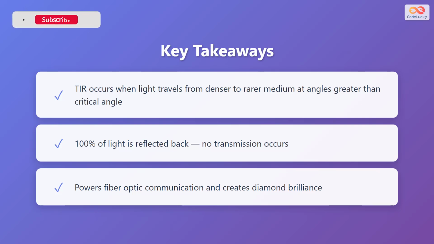Let's summarize what we've learned. Total internal reflection occurs when light travels from a denser to a rarer medium at angles greater than the critical angle. In this phenomenon, 100% of light is reflected back with no transmission to the other side. This principle powers fiber optic communication systems that connect the world and creates the mesmerizing brilliance we see in diamonds. Understanding total internal reflection helps us appreciate how light behaves in different materials and how we harness it for technology and beauty.